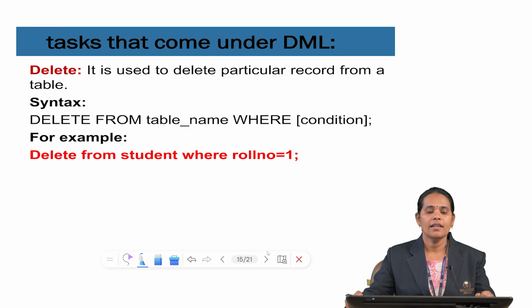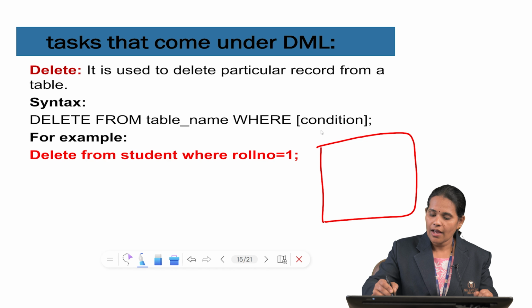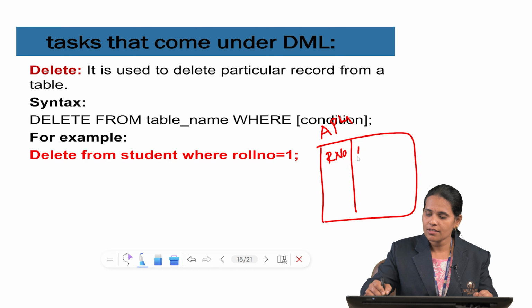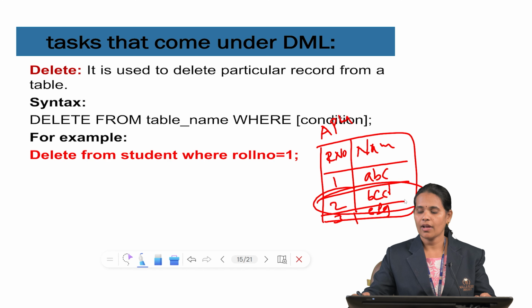Next, delete. Delete is a command in the DML which is used to delete the records from the existing table. For example, we have a table alpha. In that alpha table, we have three records: 1, 2 and 3. Among these 3 records, I want to remove this particular record. I can remove this particular record with the help of the delete command.